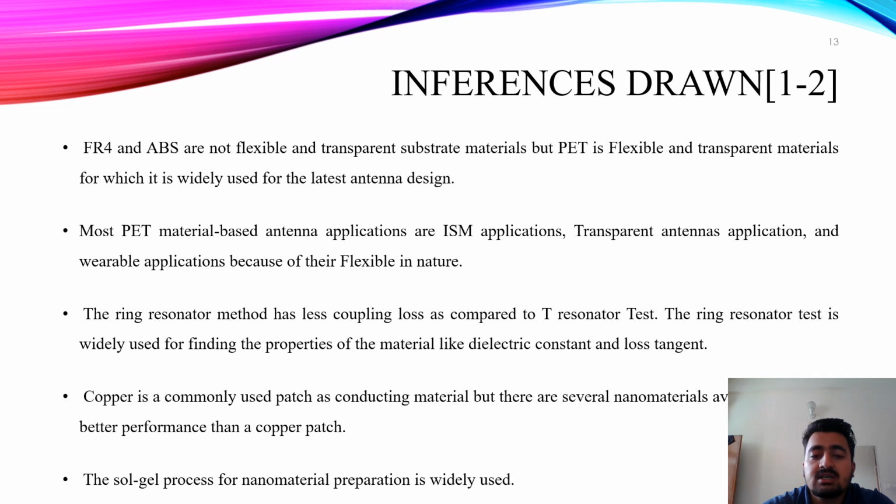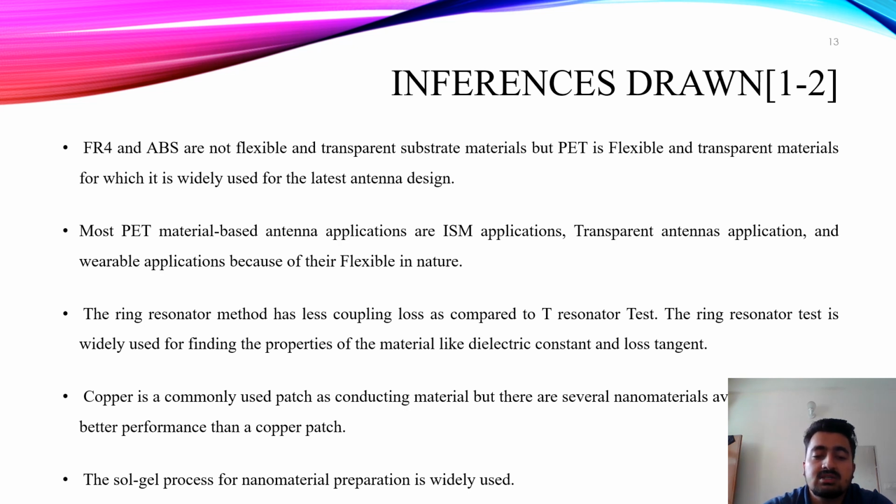The ring resonator test has less coupling gap, coupling loss as compared to the T-resonator test. The ring resonator test is widely used for finding the material properties like dielectric constant and loss tangent. The copper is a commonly used patch conducting material, but there are several nanomaterials available which have better performance as compared to the copper patch.